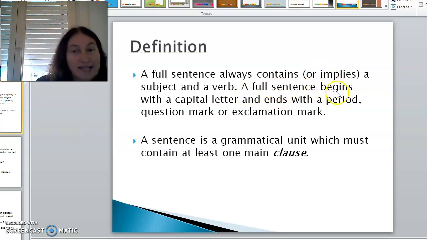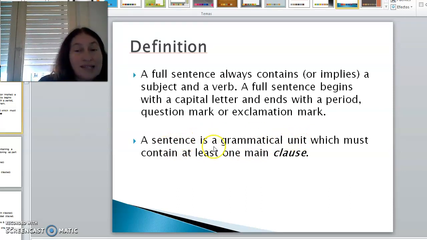Then it says a full sentence begins with a capital letter, and that's why we can all recognize where a sentence starts, and ends with a period, question mark, or exclamation mark, depending on whether it is a statement, a question, or an exclamation. A second definition reads, a sentence is a grammatical unit, and we know that.